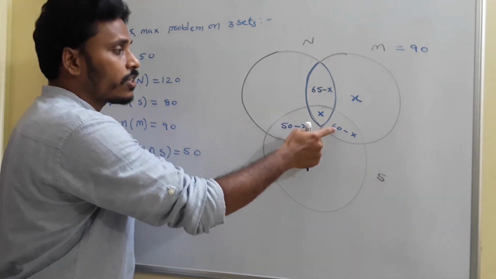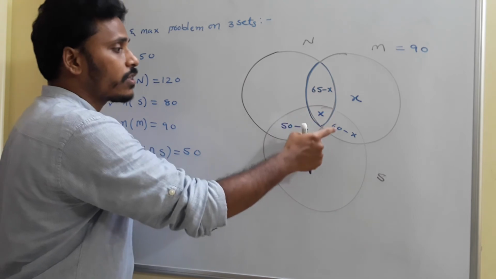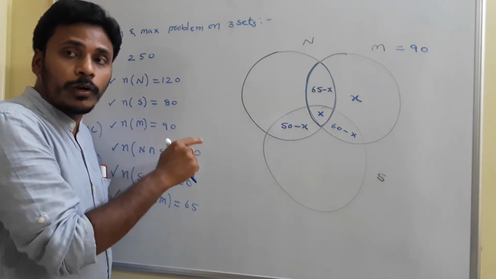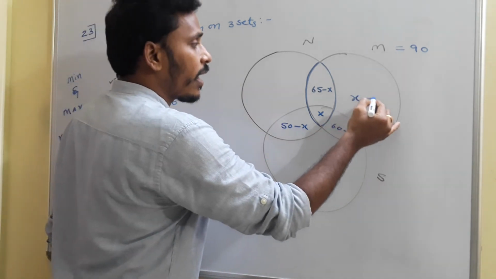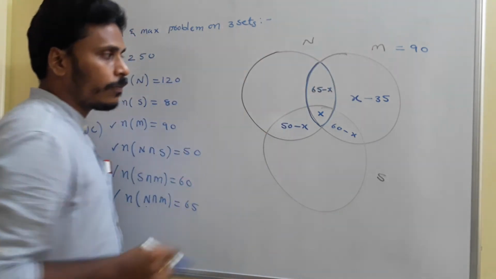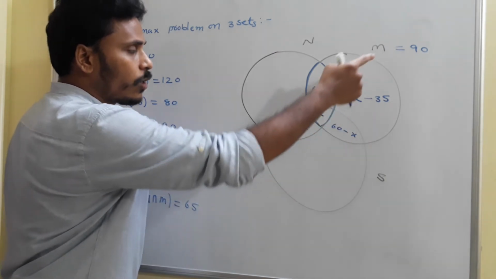Again, 65 and 60 is 125, and the total is 90. The difference is how much? 35. So if I write here x minus 35, then all the four numbers will give us 90. Is it right? So now if you add these four numbers, it is equal to 90.